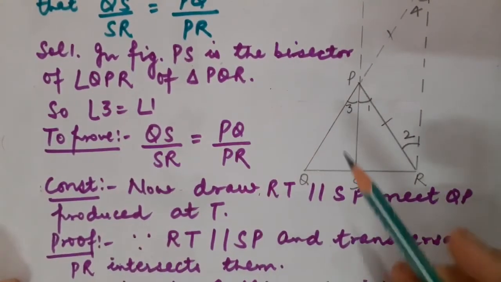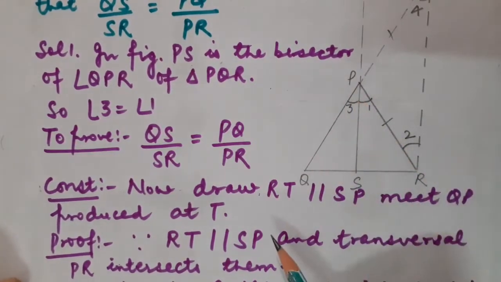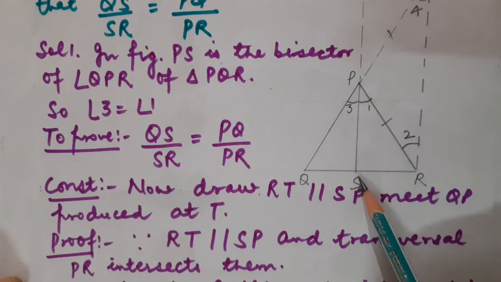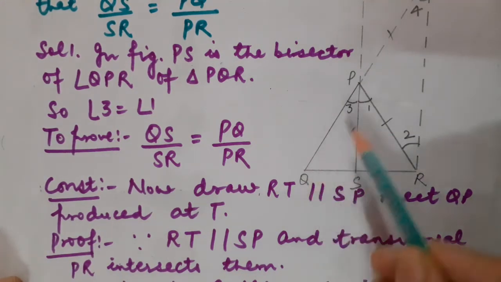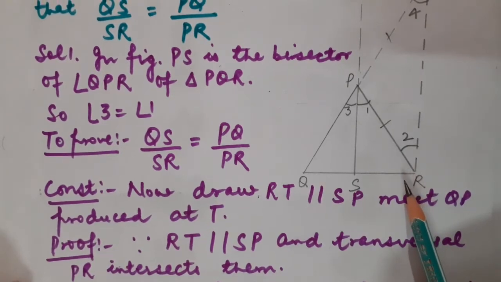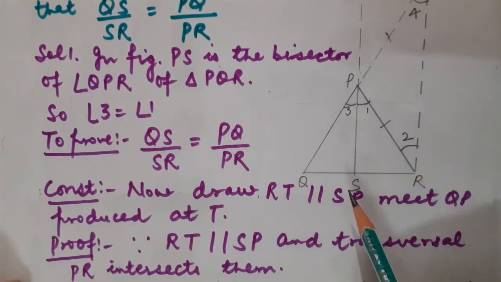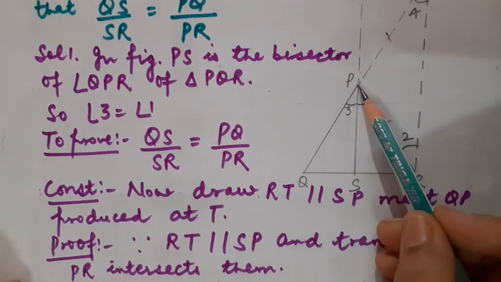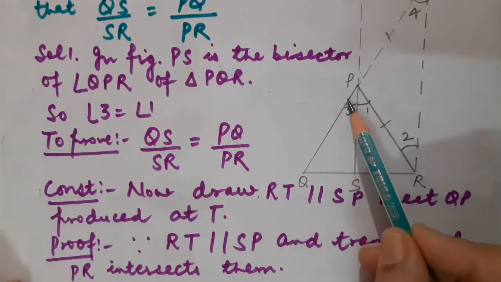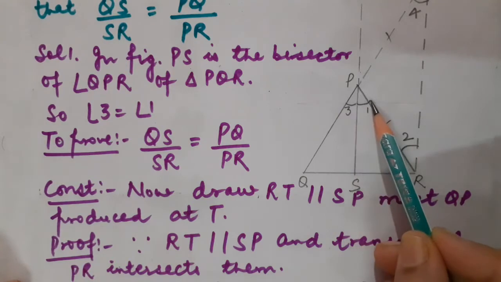There is a triangle PQR. PS is the angle bisector of angle QPR. So what do you mean by the term bisector? Bisector means which divides. If I talk about the angle bisector, then the angle bisector is nothing but that line segment which divides the complete angle in two equal parts.